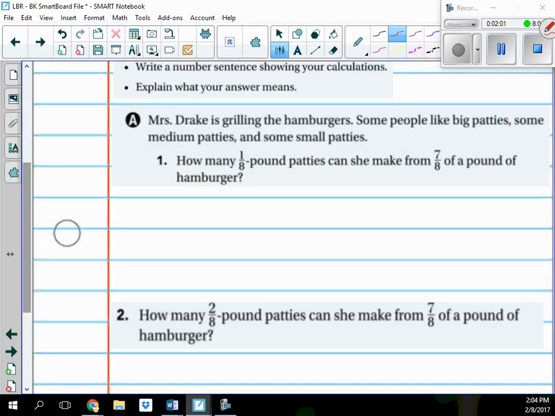So we're going to look at this. How many 1/8 pound patties can she make from 7/8 of a pound of hamburger? So just for me, so I really understand this, I'm going to write: how many 1/8 pound patties can she make from 7/8 of a pound of hamburger. Okay, so that's my important information there.